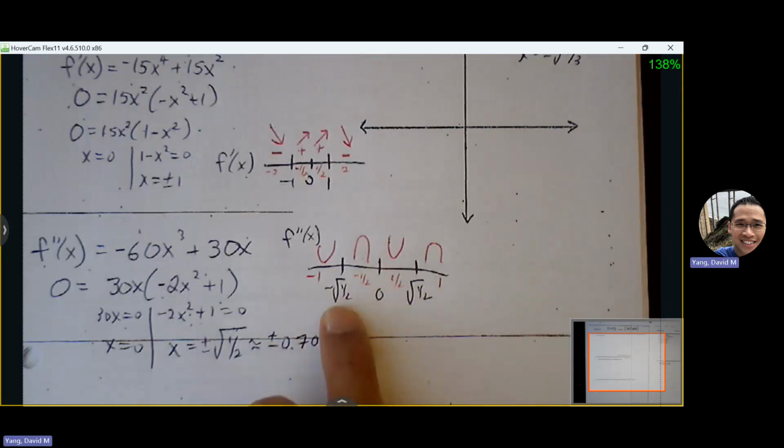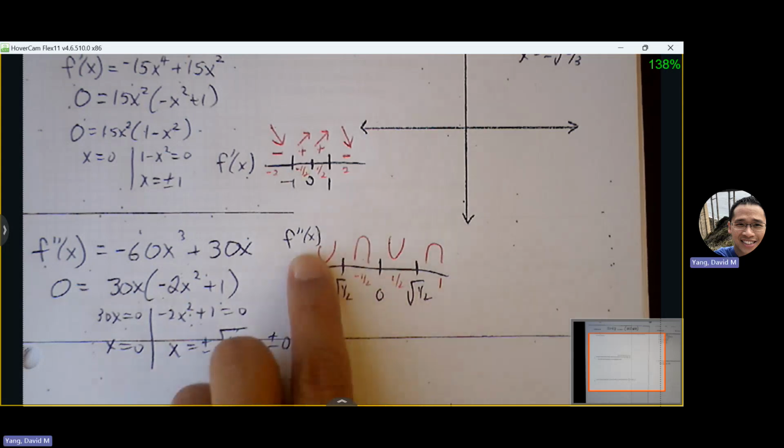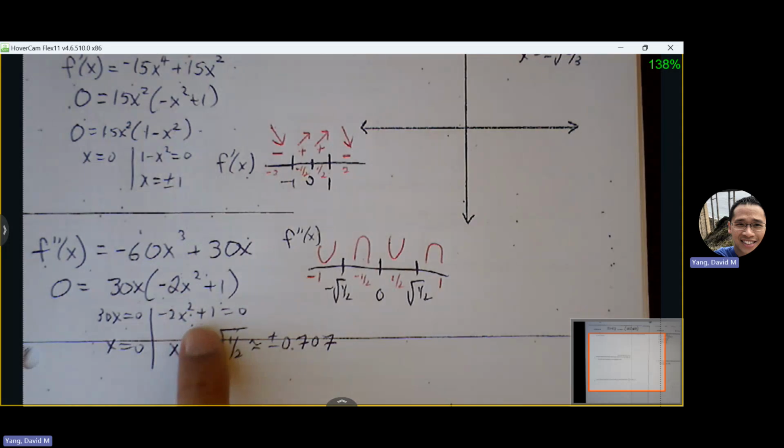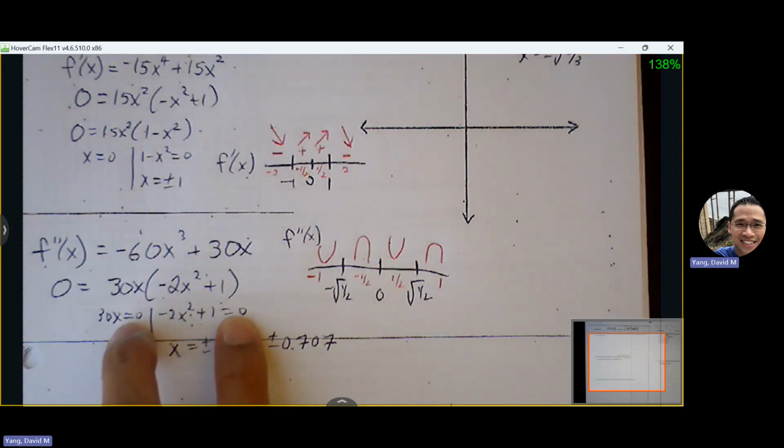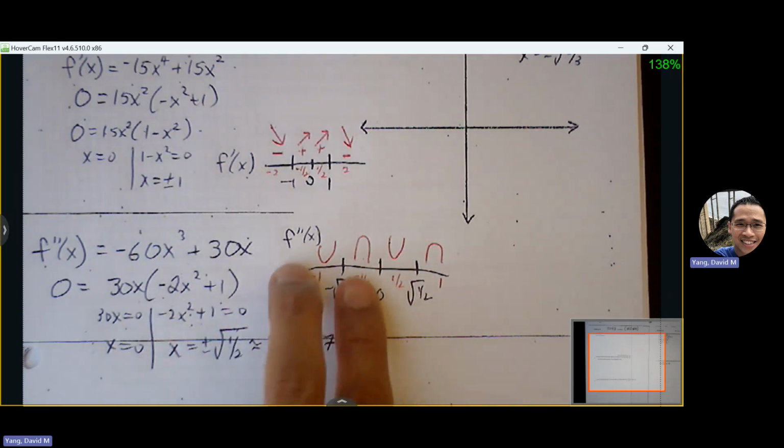So what can we conclude about these points here? These are all what? Points of inflection, because why? Change in signs, right? It's not a strong enough argument to say that f double prime is equal to 0. That's part of it, but it also needs to change signs. So we have to make sure that we establish that if there's no change in signs, there's no point of inflection.